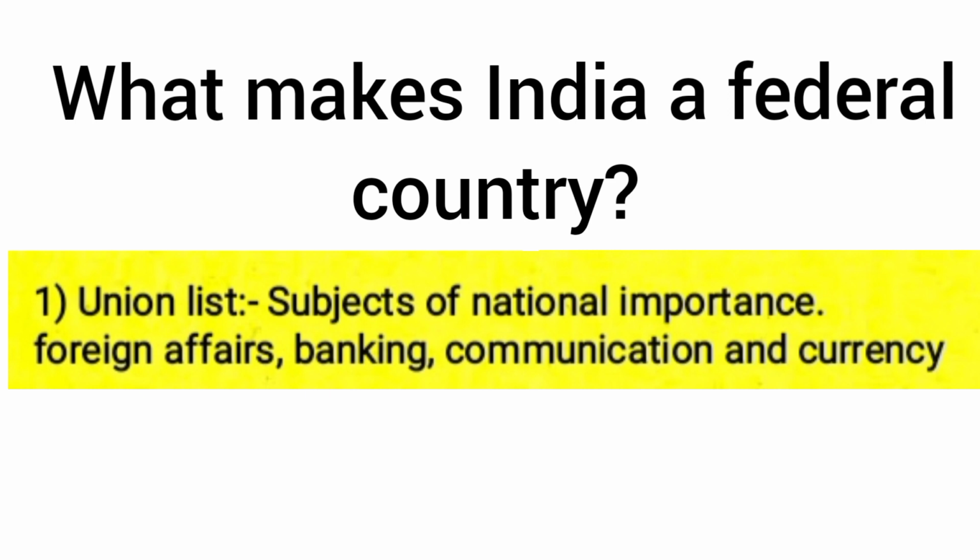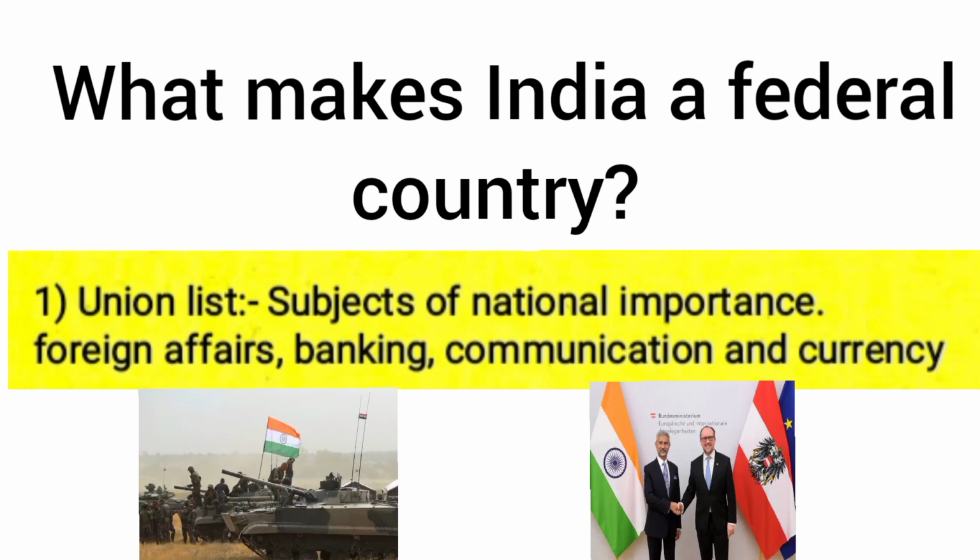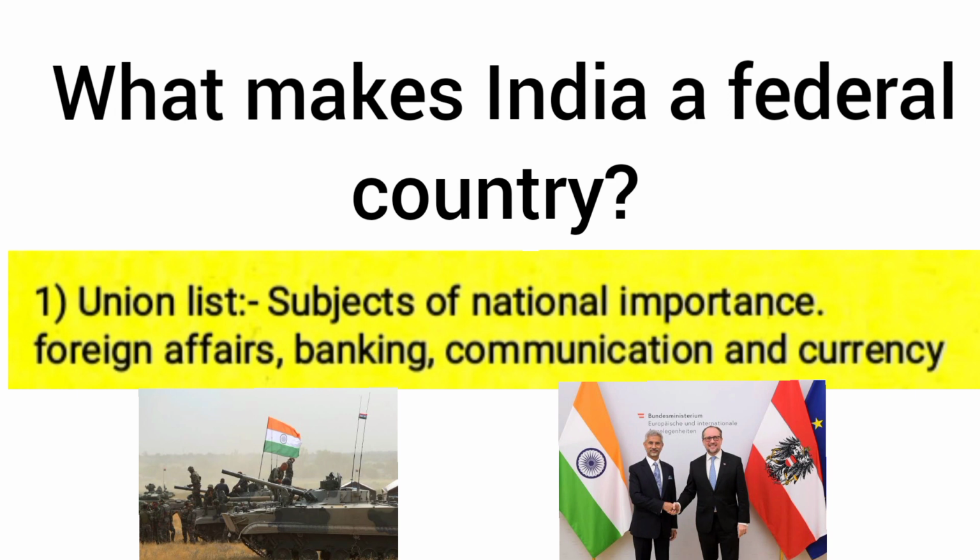Union list. It includes subjects of national importance such as defense of the country, foreign affairs, banking, communication, and currency. These are related to the central union government. The central or union government alone can make laws relating to the above subjects.